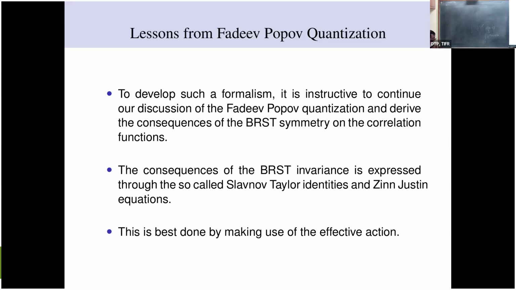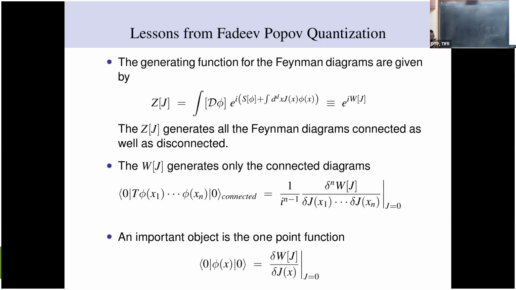So this is best done by making use of the effective action. I will just state some basic facts. The generating function, as you all know, for Feynman diagrams is given by this path integral. So we introduce sources, this J of X, and we do path integration. So Z of J is defined by this expression. And suppose you could perform this exactly, you could write it as e to the power iW. So Z of J generates all Feynman diagrams, connected as well as disconnected, and W generates the connected diagrams.